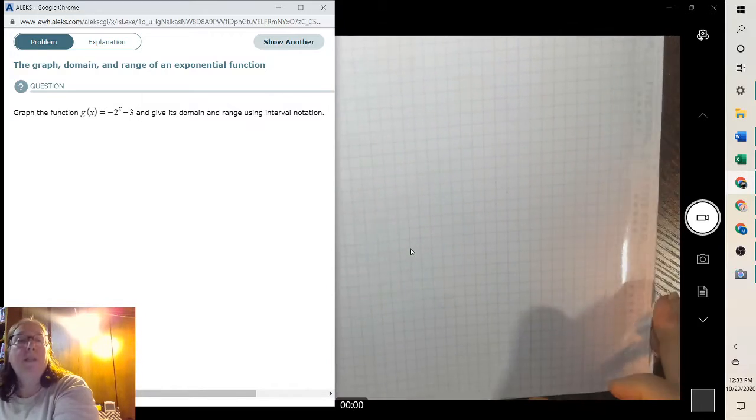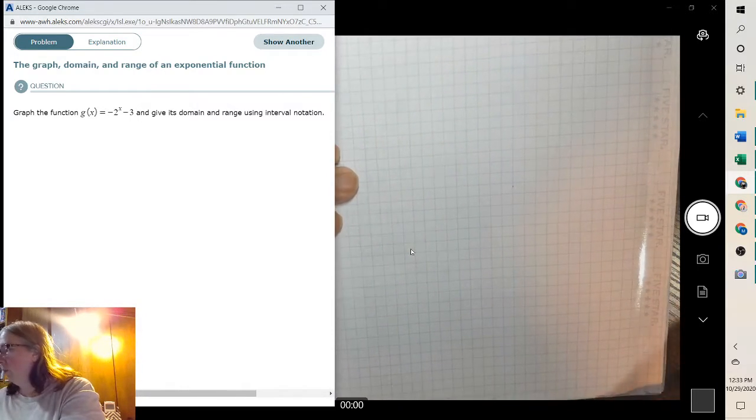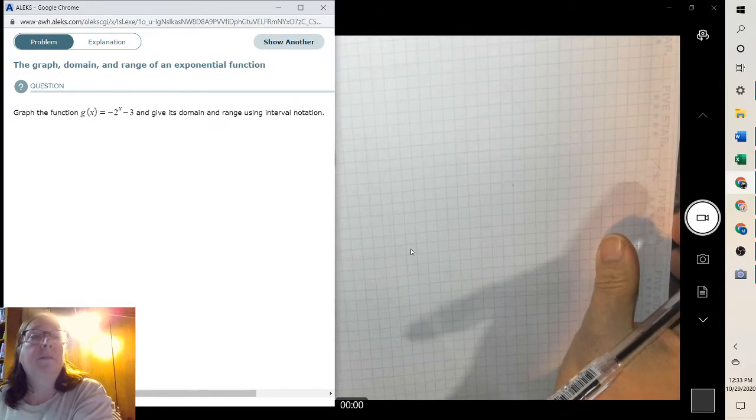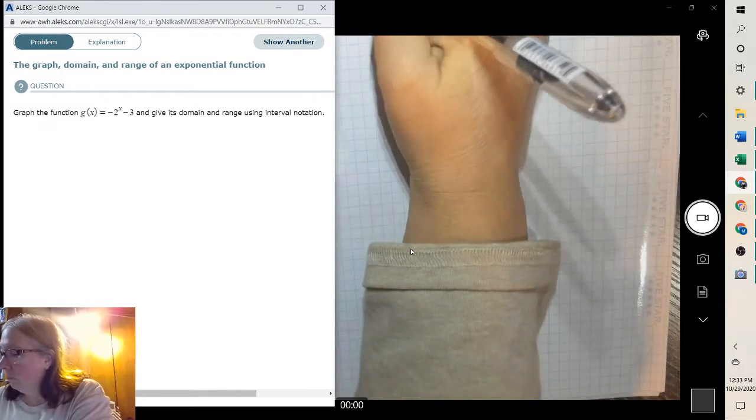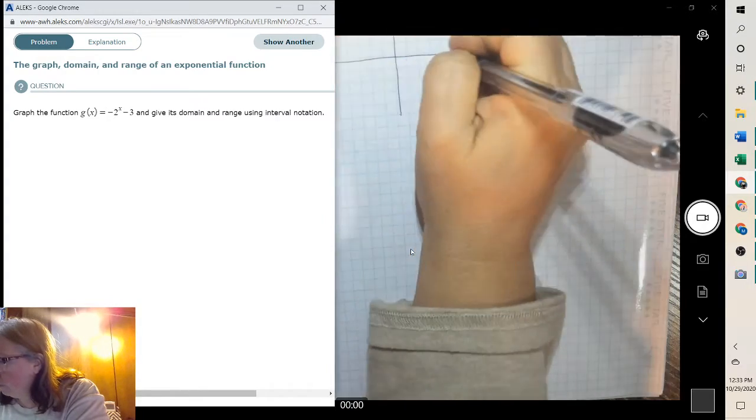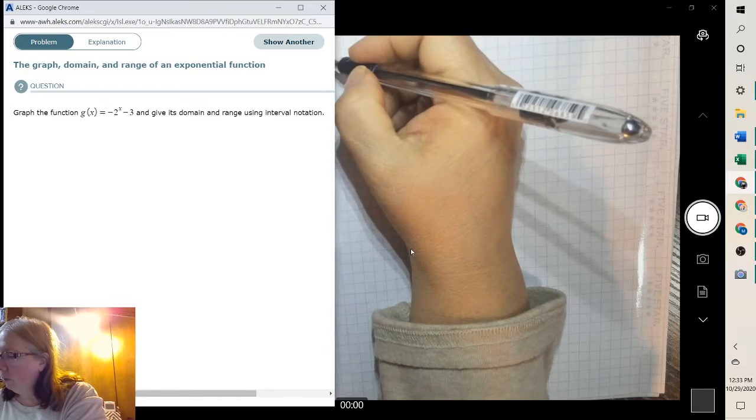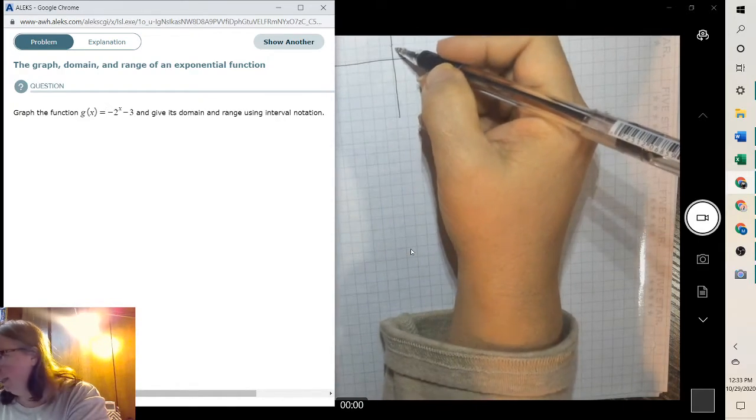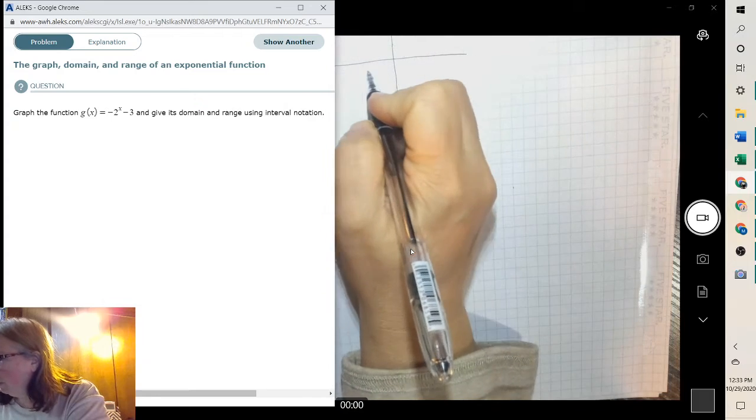These ones are shifting. Now notice the -3. That goes up and down. When it goes up and down, that is moving your asymptote. So the 2 means it's increasing. But that negative is flipping it, so it's down here.